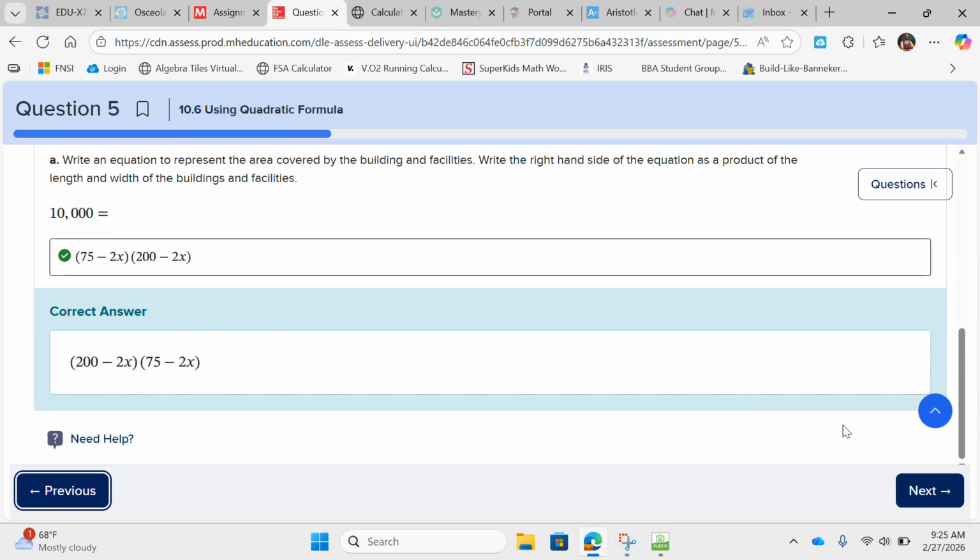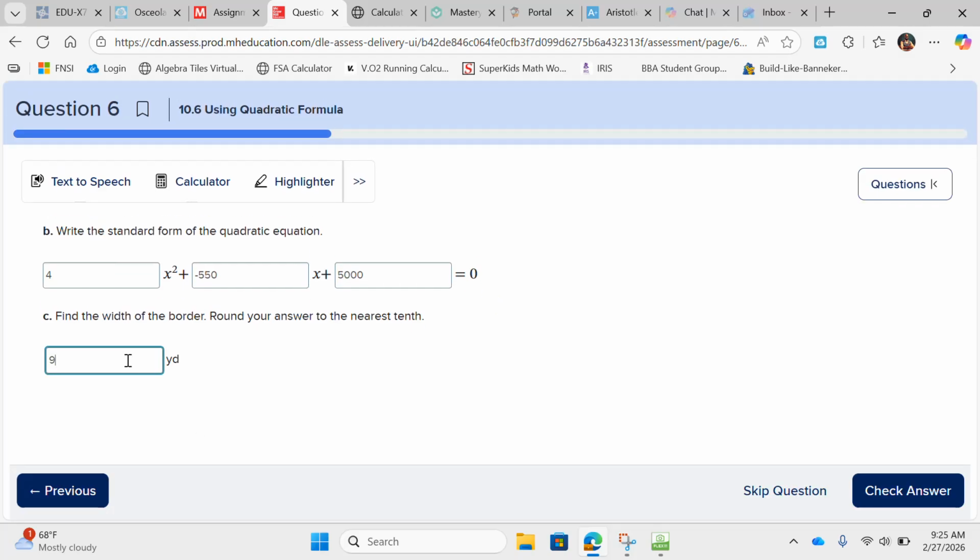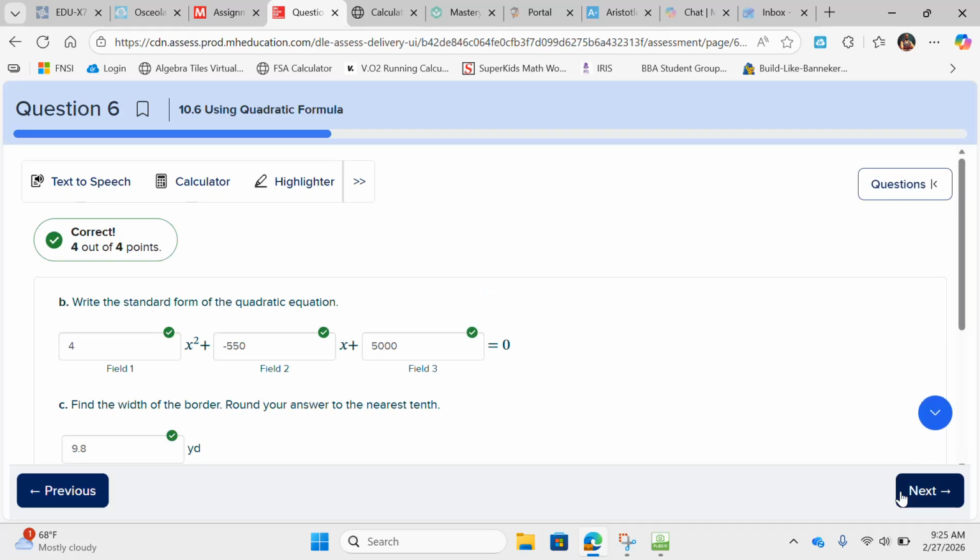So this right here, we're going to go back, and we're going to enter this in as 9.8. Check our answer. Boom, there we go. We got it.